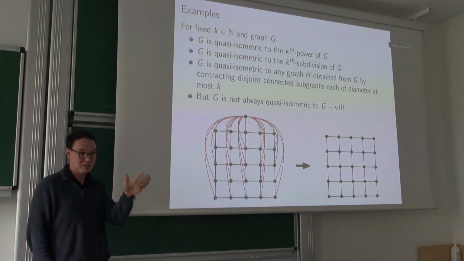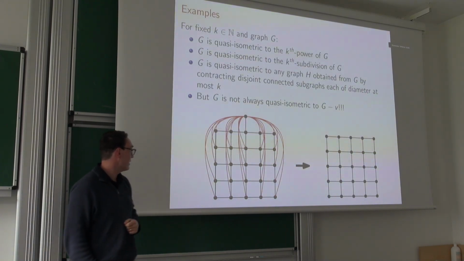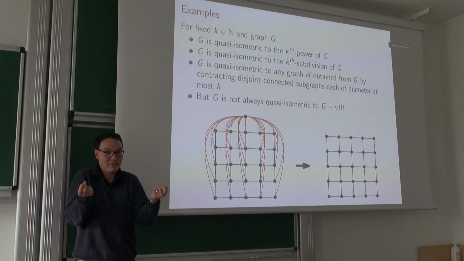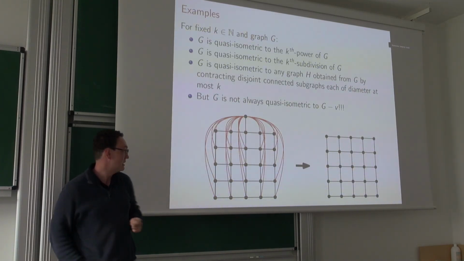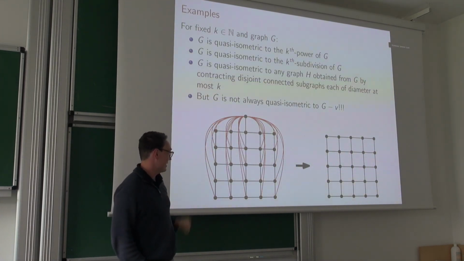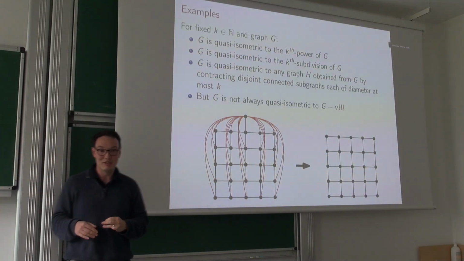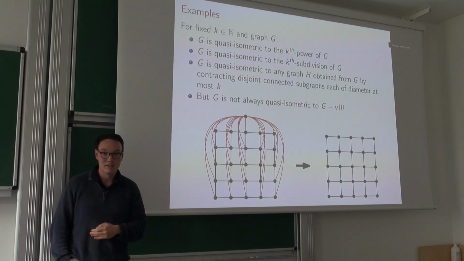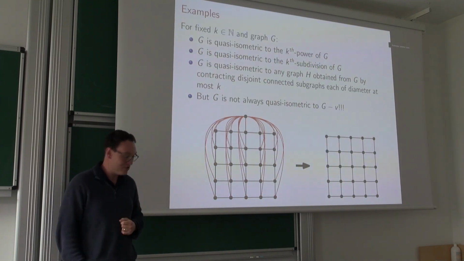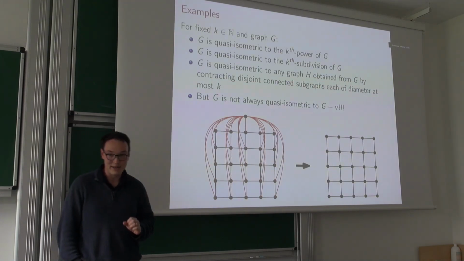But yeah, so this property is not hereditary. So here we have an apex grid. Between any pair of vertices, there's a path of length 2 through the apex vertex. However, when you delete that vertex, now you've got a grid, now you've got vertices that are very far apart, and they're not going to be quasi-isometric to each other. So that's a bit of bad news for quasi-isometry and its behavior.